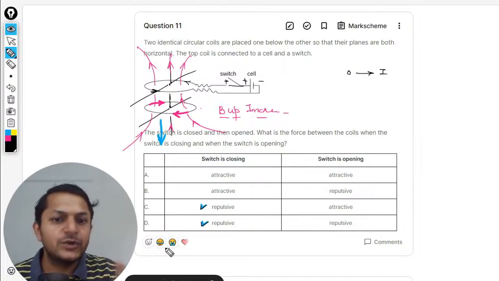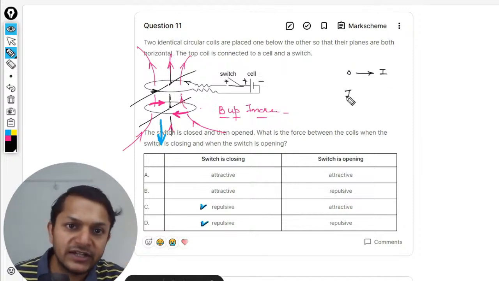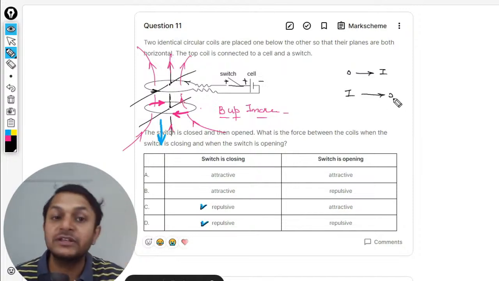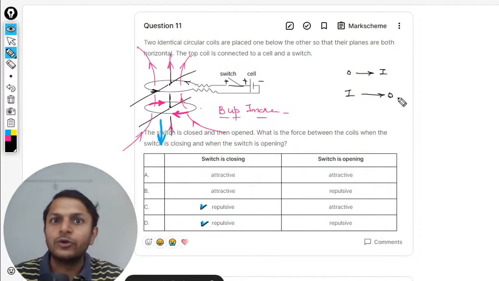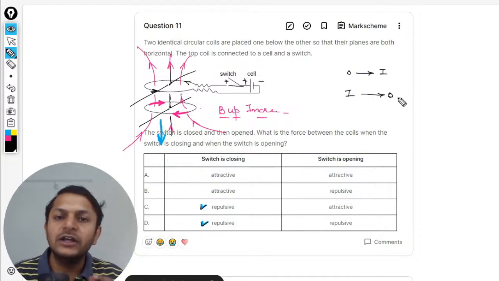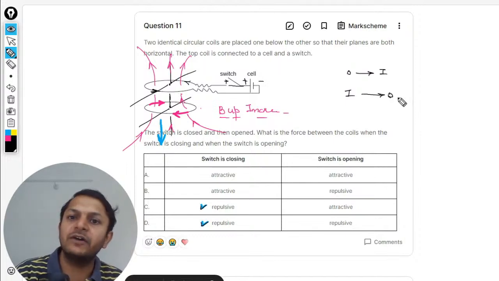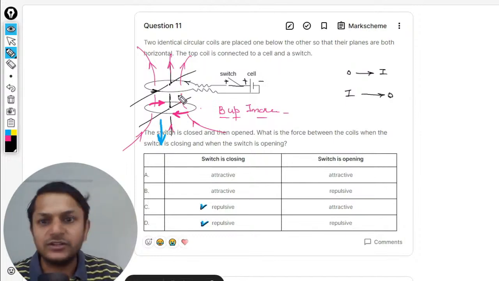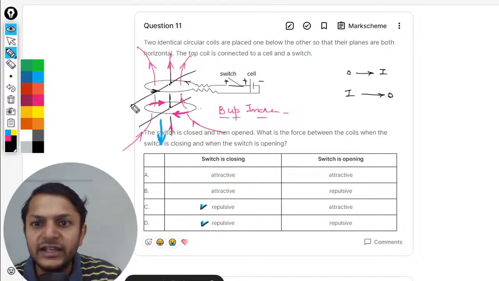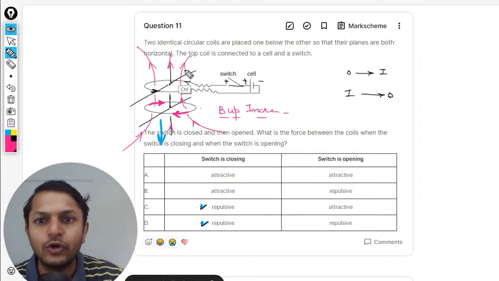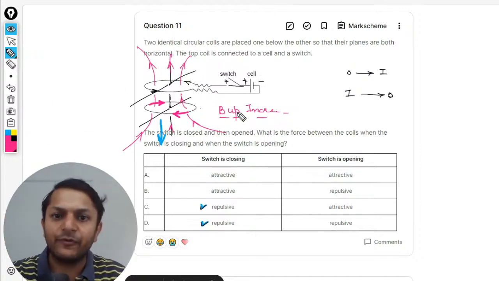Now, let us say that the switch is opening. Now, when the switch is opening, the current was I and it is now becoming zero. So now it is the other way around. Other way around means that now the current is reducing in the above ring. The diagram will be the same. Clearly, you can see that the magnetic field will be in the upward direction, but now the magnetic field will be decreasing.